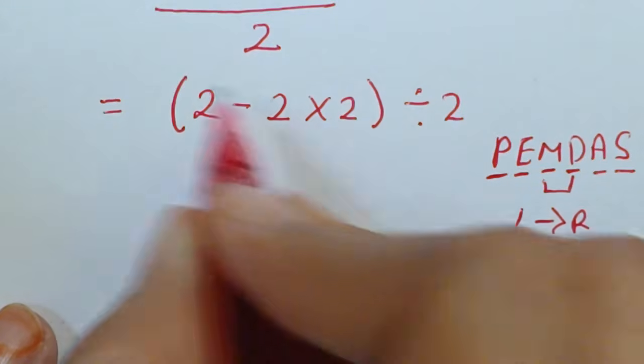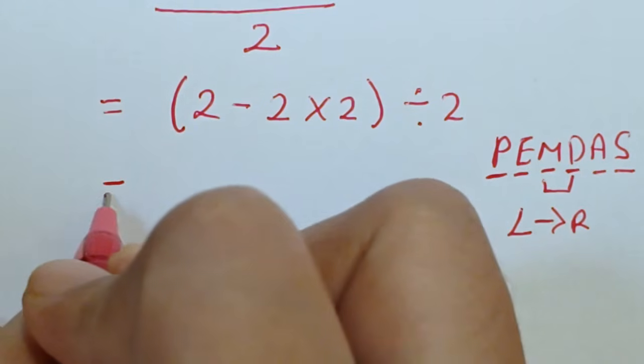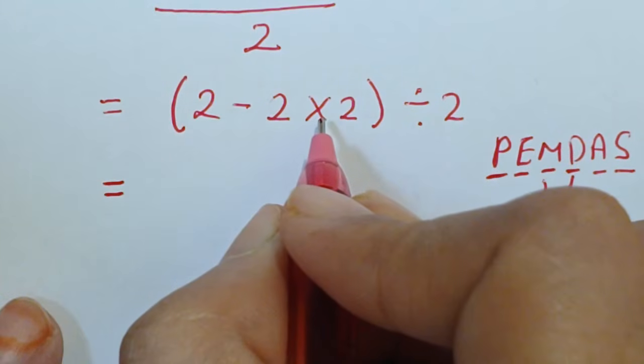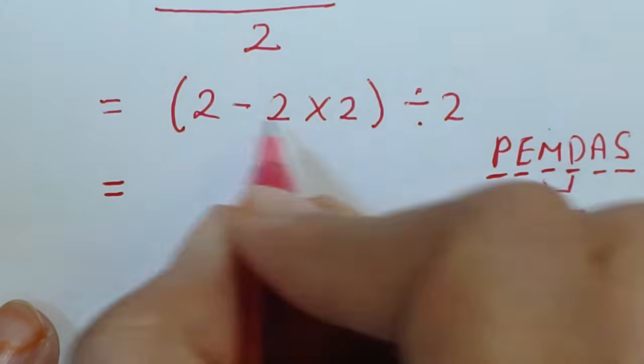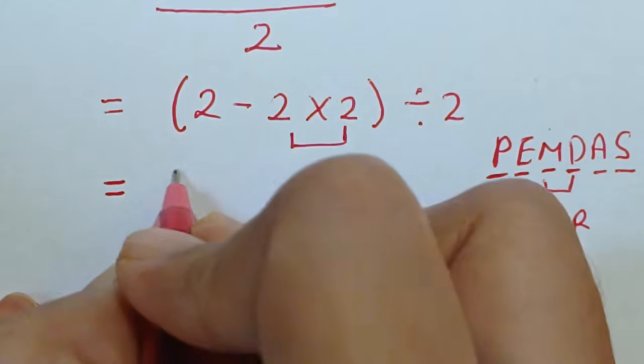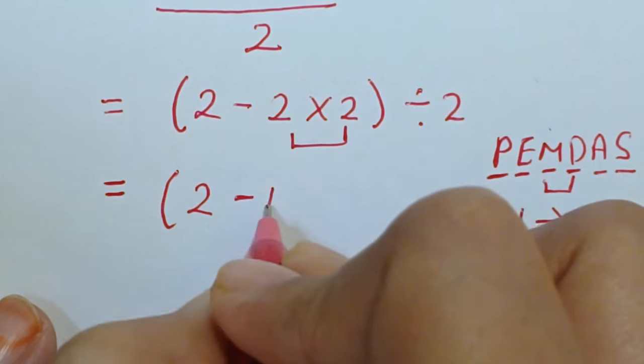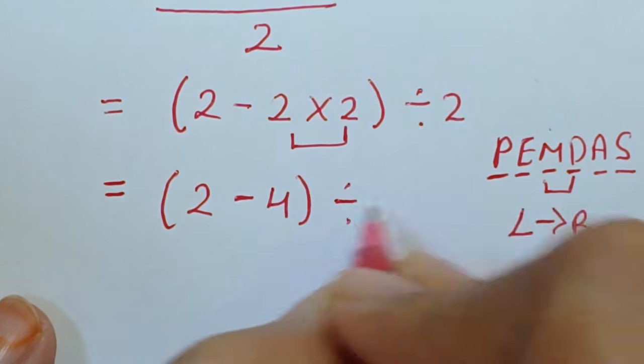So here first we'll solve this parenthesis. In parenthesis here, subtraction and multiplication are there. So in this, multiplication has higher priority. Therefore, we will first solve this one. So 2 minus 2 2s are 4. Divide by 2.